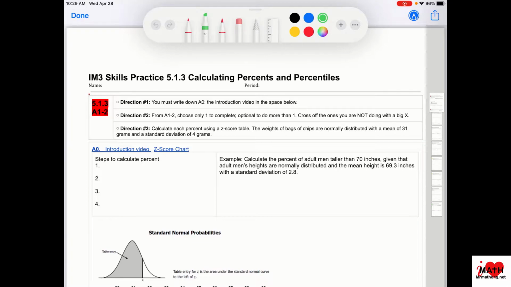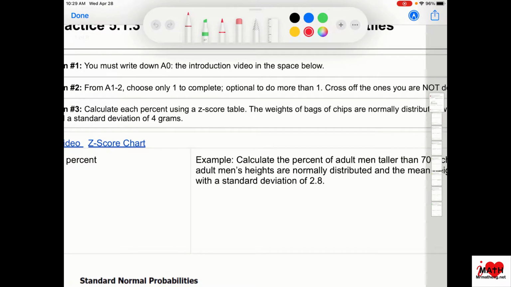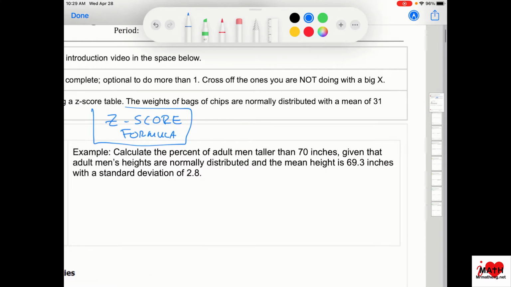And the first thing we need to do is we need a formula. So this is called a z-score formula. And the formula is z equals x minus the mean divided by the standard deviation.